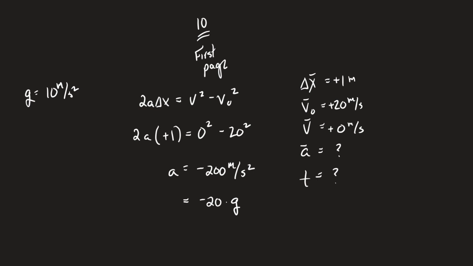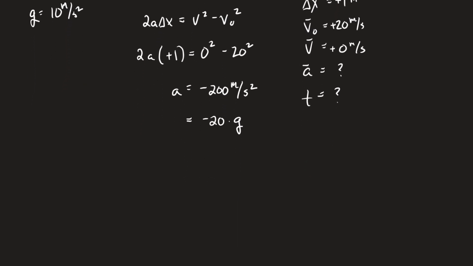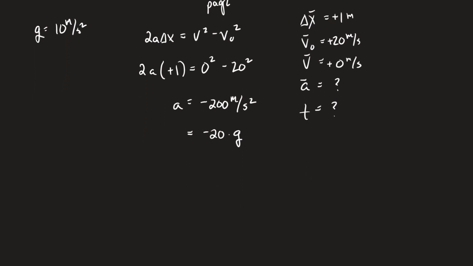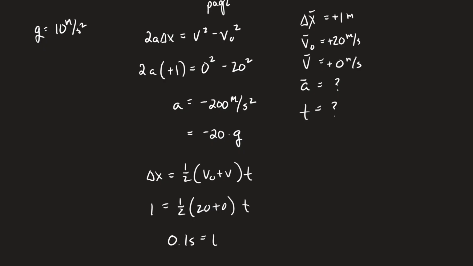Now, we haven't finished the question because we're also supposed to figure out how long it takes to come to rest. So we should do that too. I'm going to use, again, I try not to reuse anything I solve for if I can avoid it. So I'm not going to use the acceleration, I'm going to use the given information. And that would bring me to this relationship. You're welcome to use something you solved for in the past, but I encourage you to always use the given information when you can. And delta x is 1/2 times 20 plus 0, times t. So half of 20 is 10, 1 divided by 10 is a tenth, so 0.1 seconds equals t.